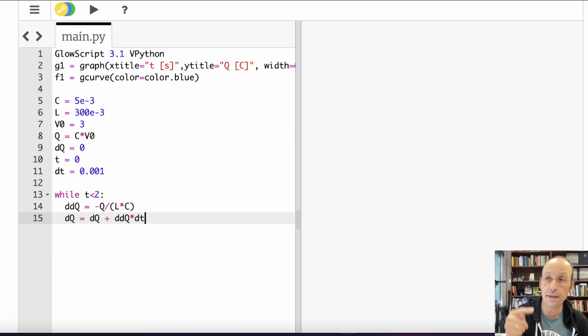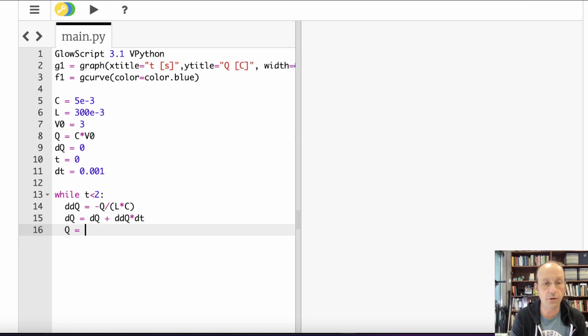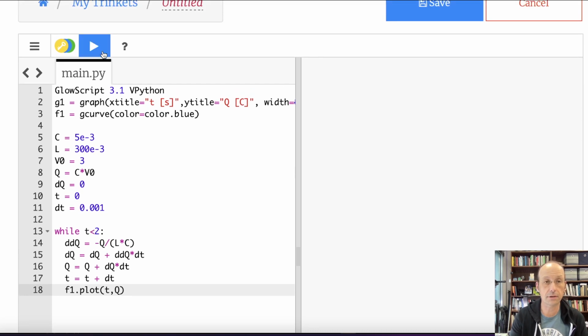And you'll notice here that in line 15, that's not an algebraic equal sign. Otherwise, dq and dq would cancel. It's a make-equal-to sign. Now I can update q. Q equals q plus dq times dt, and update time. T equals t plus dt. If you don't do that, it goes on forever. Now I can plot, f1.plot t q. And let's see if this sucker works.